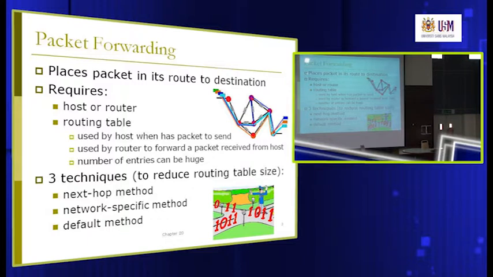Just like when you send a letter, you put it in the post box, and the letter goes to the post office. The post office has some kind of table. If the letter comes and the address is KL, then it says, okay, KL is in my list, and their post office is in KL. Then I will put this letter into a mailbox which is destination KL.